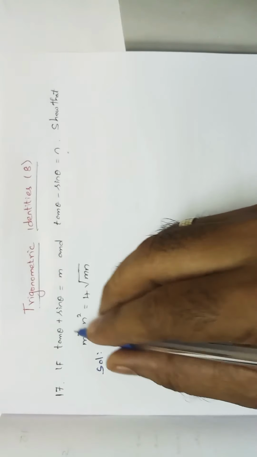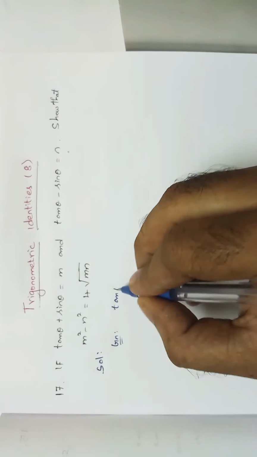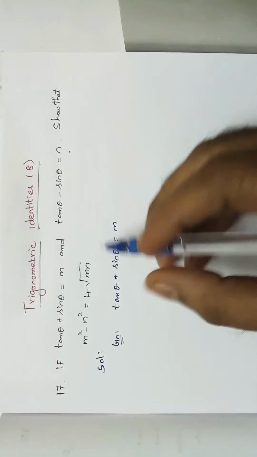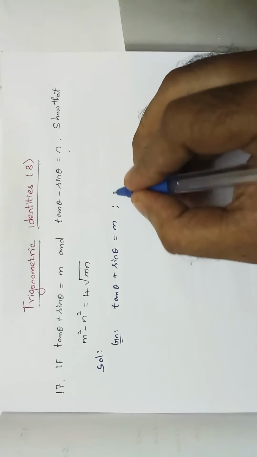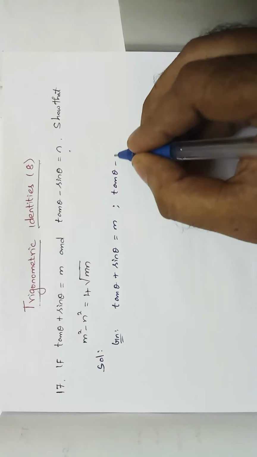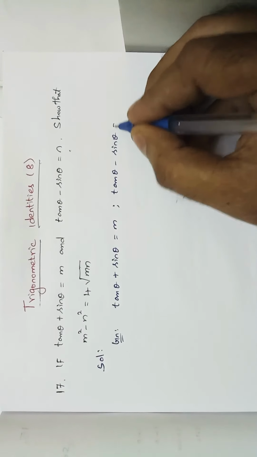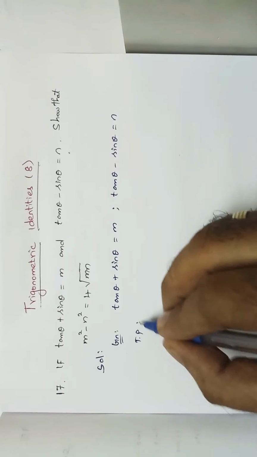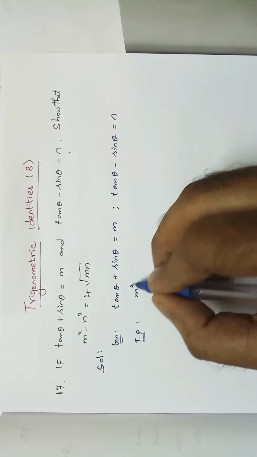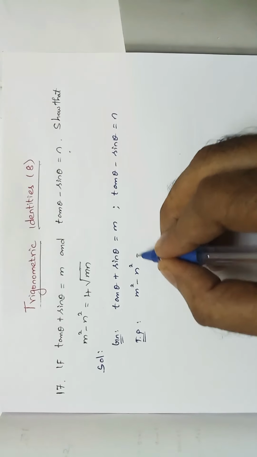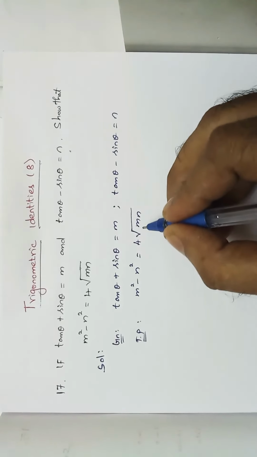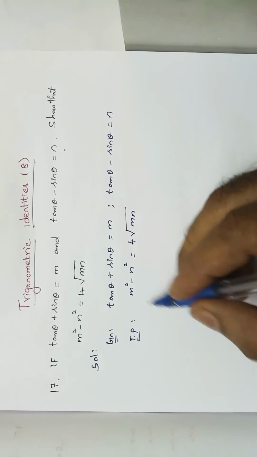So what is the given we are having? Tan theta plus sin theta is equal to m, and the second one is tan theta minus sin theta is equal to n, and these are the givens. And what we want to prove is m square minus n square is equal to 4 times the square root of mn. So now I'm just going to do the proof.